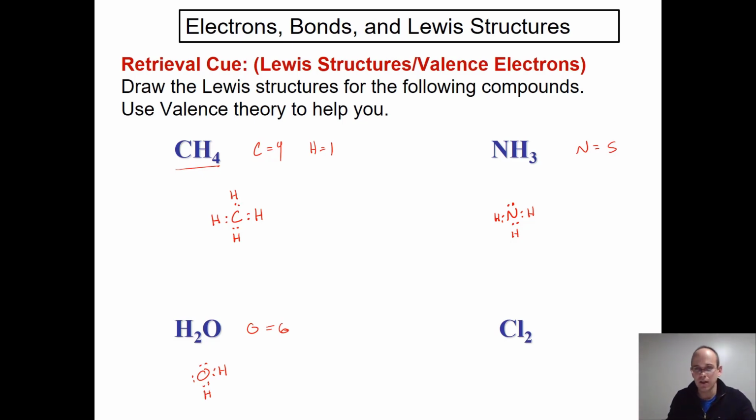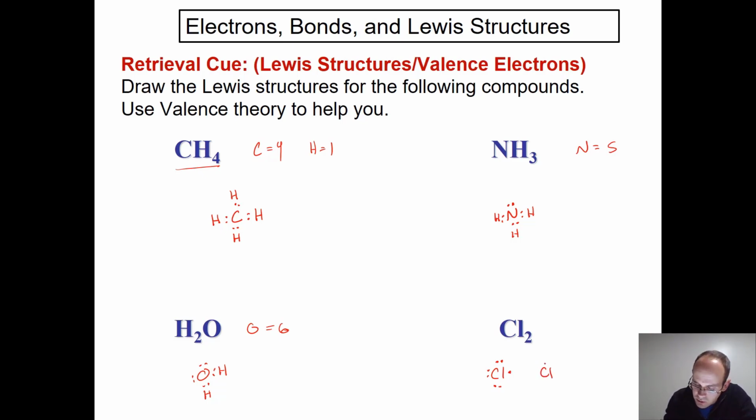Except I only needed to make 2 bonds here. So oxygen has 2 lone pairs and 2 shared pairs of electrons. All right, so Cl2 is a little bit of a different story. If you look at chlorine, chlorine has 7 electrons to begin with, so it only needs to pair up 1 more electron.